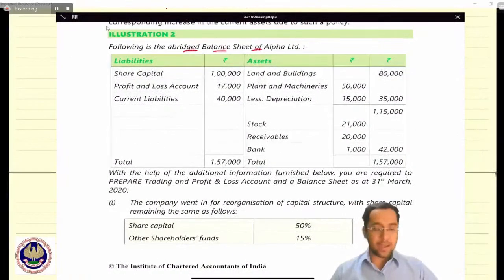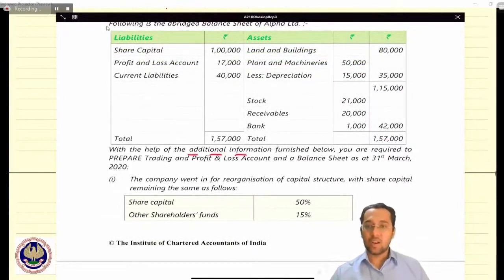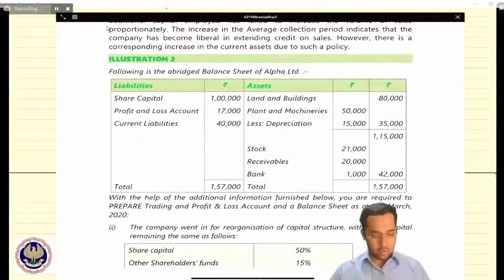Following is the abridged balance sheet of Alpha Limited, which has a share capital of 1 lakh, profit and loss of 17,000, current liabilities of 40,000, land and building of 80,000, plant and machinery, depreciation, stock, receivables, bank, and so on. With the help of additional information furnished below, you are required to prepare the trading and profit and loss account and the balance sheet as on 31st March 2020.